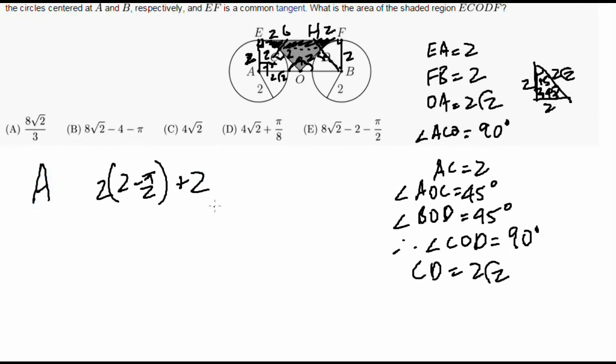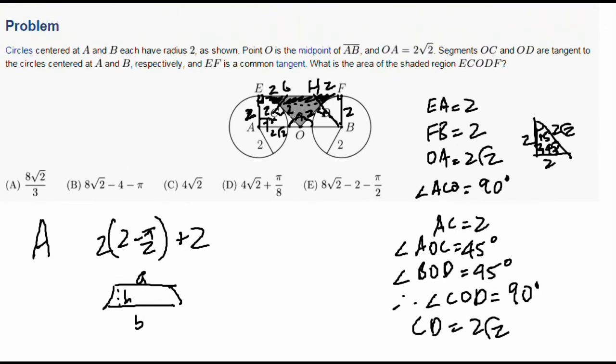Now for that trapezoid. Trapezoid is just base times height. So I'll draw it out right here. This will be A, B, those are variables. This will be height. So what's A? Well, we know that OA is 2 root 2, right? Now we know that this is sort of a rectangle just by looking at it. And we know that OB is also 2 root 2, so EF should be 2 root 2 plus 2 root 2. That's 4 root 2.